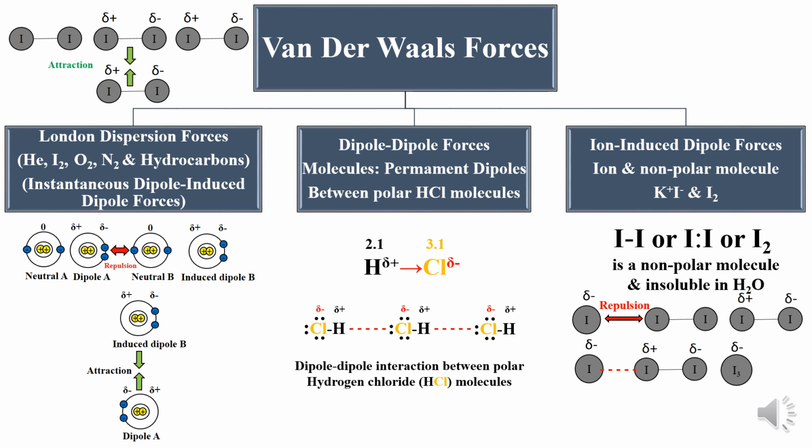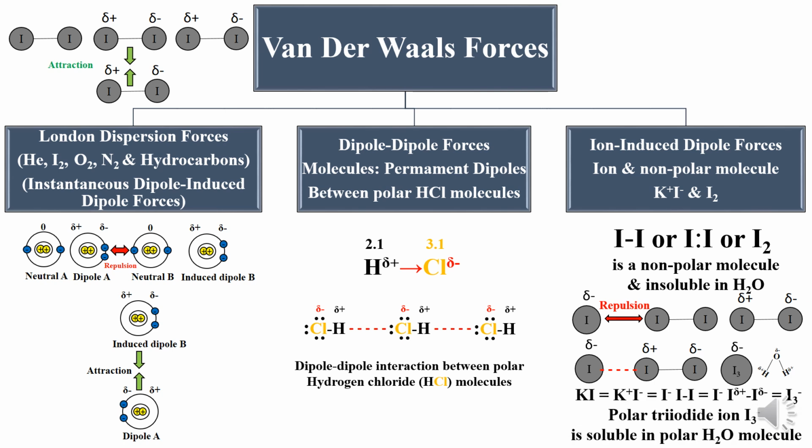Now the triiodide ion so formed is polar in nature and therefore it tends to interact with the polar water molecule. So polar triiodide ion so formed is soluble in polar water molecule. And that is how the nonpolar iodine molecule is solubilized in water in the presence of potassium iodide. This is due to ion-induced dipole forces.